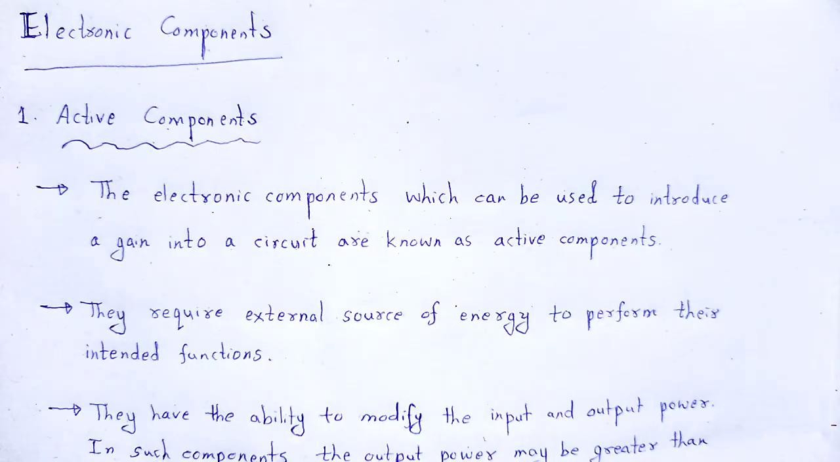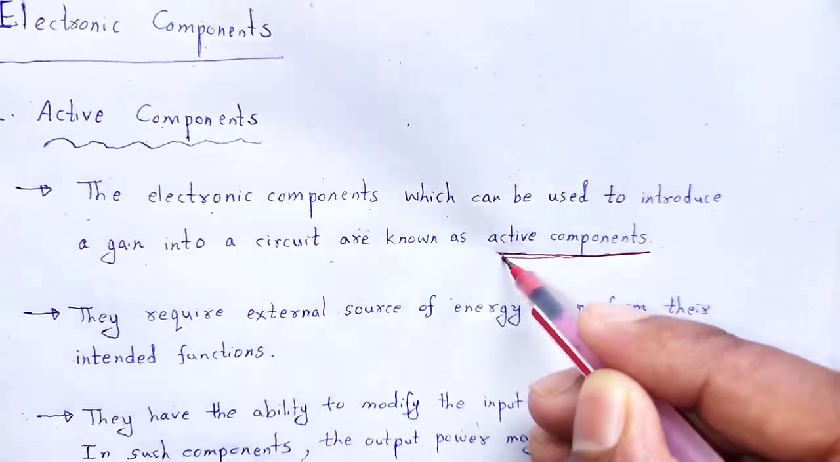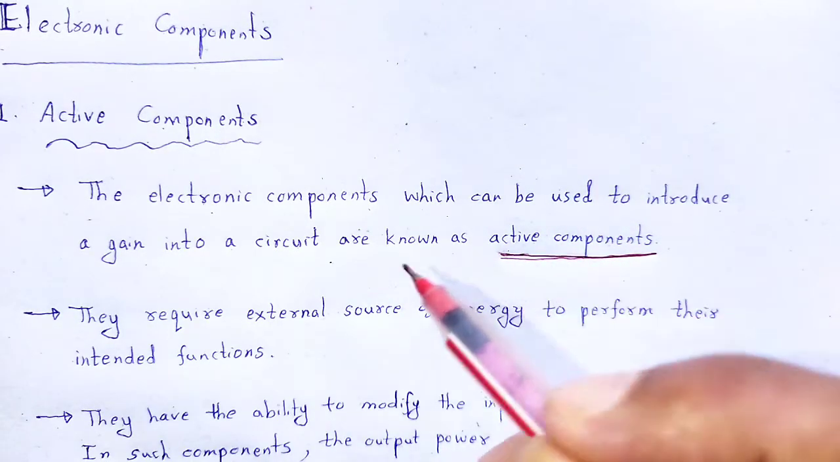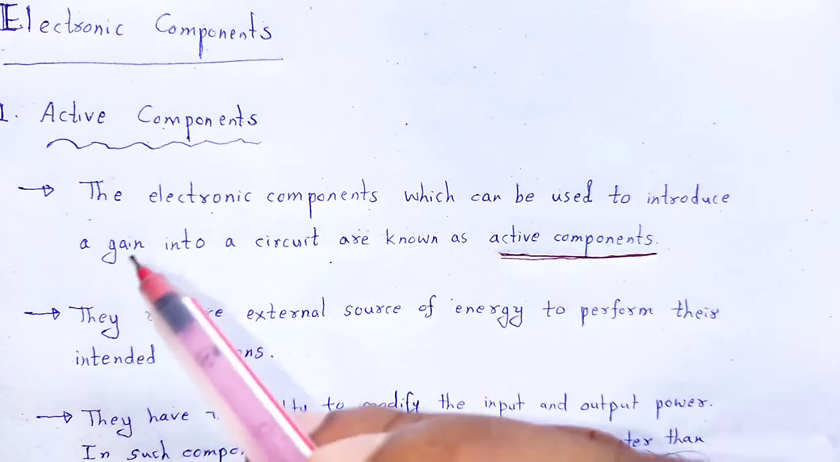On the basis of their mode of operation, we classify the electronic components into three categories: active components, passive components and discrete components. So, what are active components? The electronic components which can be used to introduce a gain into a circuit are known as active components. When these components are within a circuit, they help introduce a gain into that particular circuit.